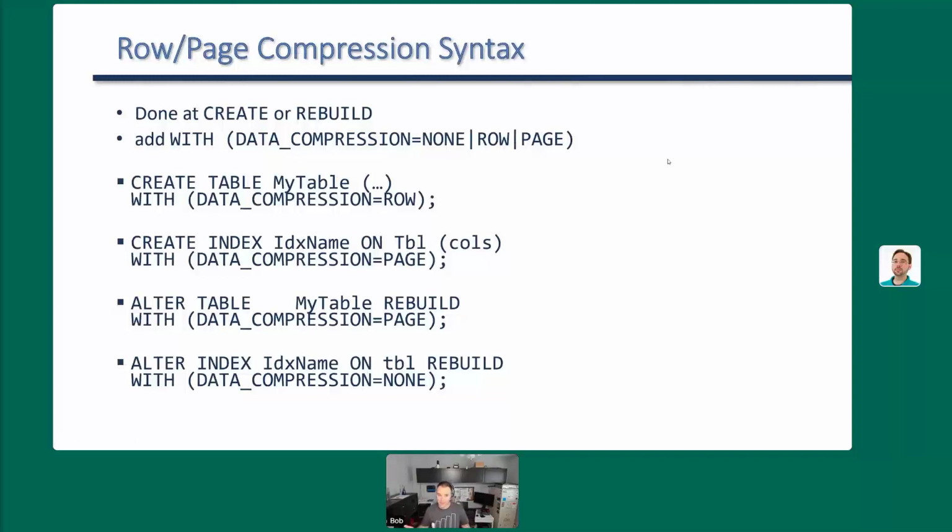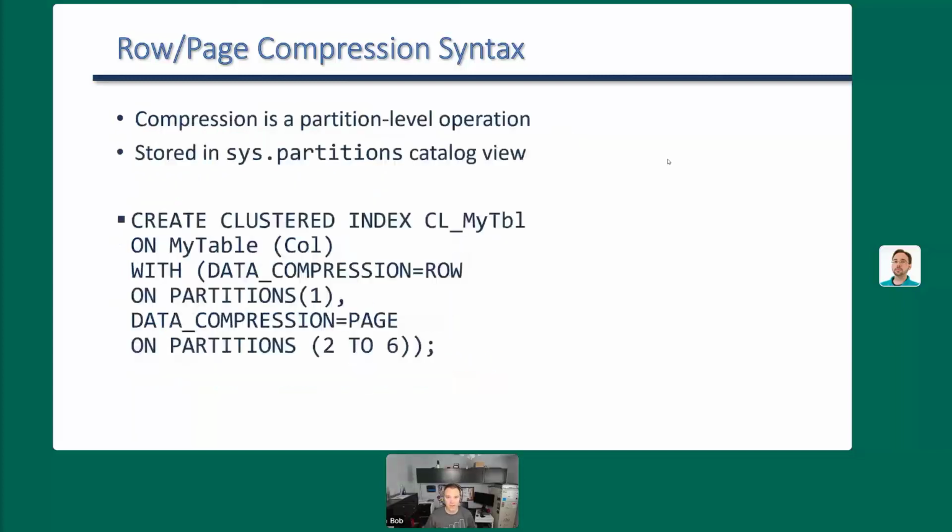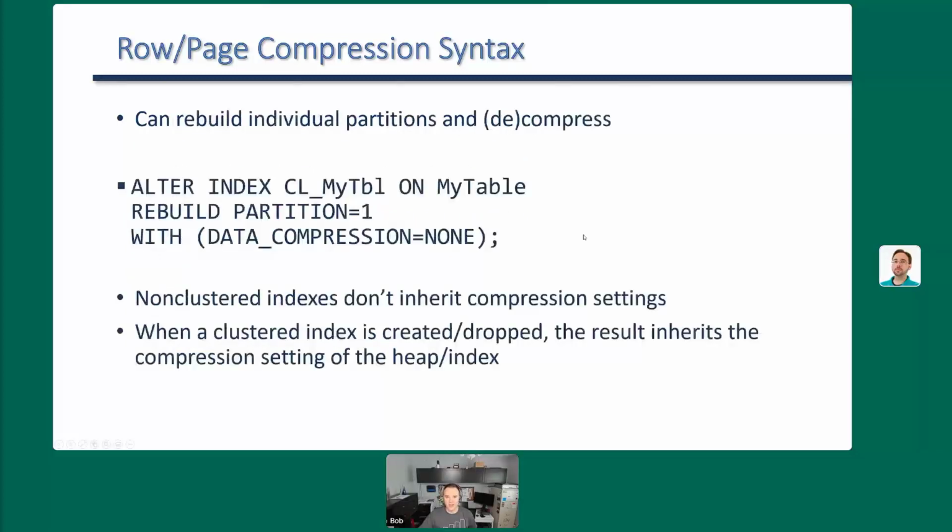This is just showing the syntax, right? Page and row compression are both done at the create or the rebuild step. You add the WITH (DATA_COMPRESSION = NONE, ROW, or PAGE) value to that. You can do it at table creation time, index creation time, or you can alter either and do it that way. You can also do it at the partition level by specifying compression levels at specific partitions. So here I have DATA_COMPRESSION = ROW on partition 1, and then page compression on partitions 2 to 6. You can set up things like that as well. And you can rebuild individual partitions and compress or uncompress them.